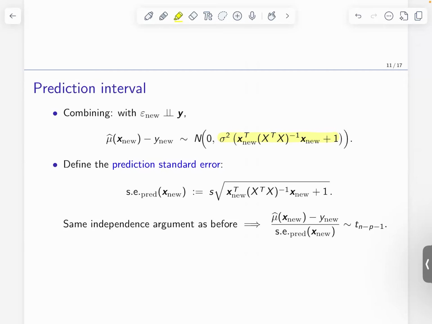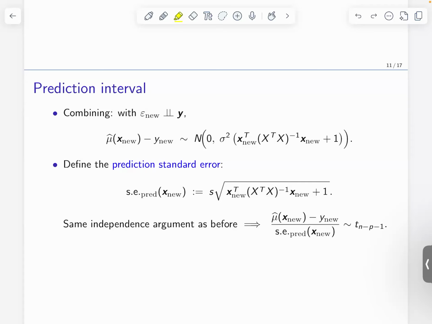The only thing that matters here is that you have this extra noise, so you get this extra feature in the variance. And then the standard error, let's say for prediction, would be just the square root of this, with sigma replaced with s. So you get this piece here. Does that make sense?